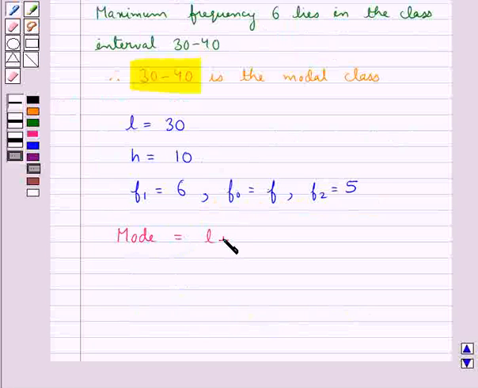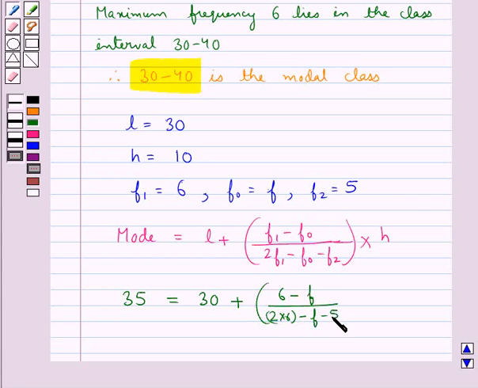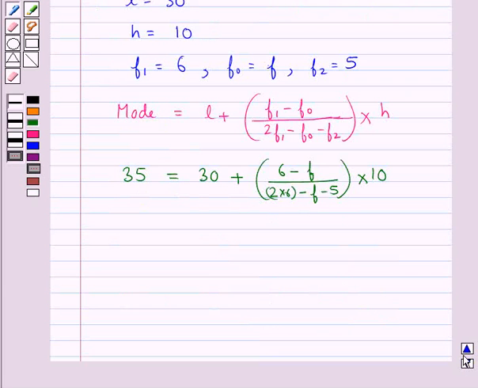Now let's write the formula for the mode. Mode is equal to L plus (F1 minus F0) upon (2F1 minus F0 minus F2), and this whole multiplied by H. Now let's substitute the values for mode, L, F1, F0, F2 and H. So we get 35 is equal to 30 plus (6 minus F) upon (2 into 6 minus F minus 5), and this whole multiplied by 10. Further we get 35 is equal to 30 plus (6 minus F) upon (12 minus F minus 5), and this multiplied by 10.